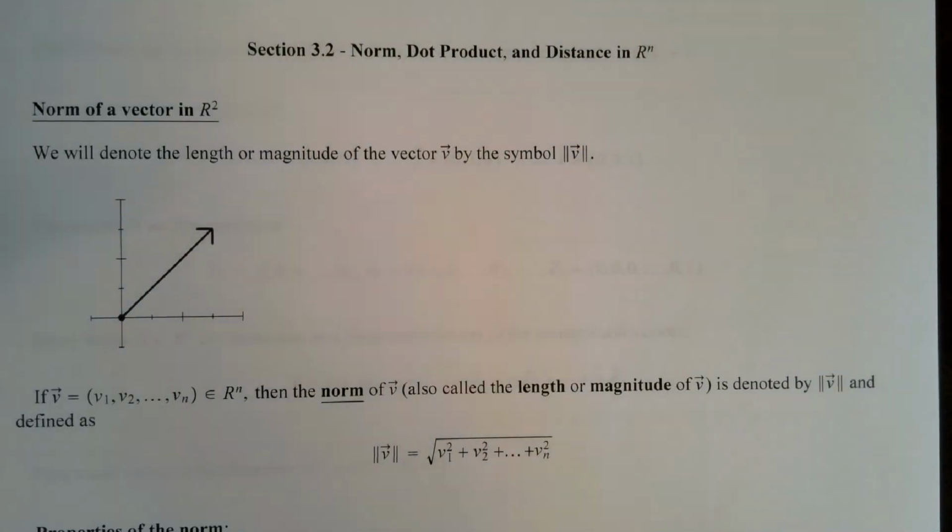Okay, we continue our discussion of vectors now in n space, and we want to define a couple things here. You can see the norm, the dot product, and distance in n space. So what are these things?